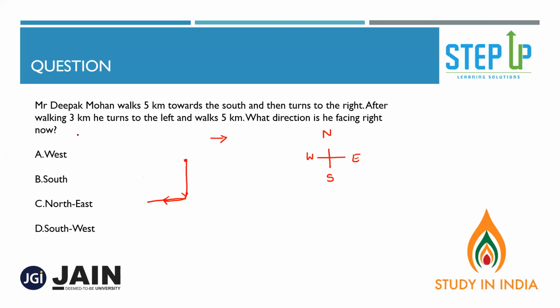Okay. Walking 3 kilometers, you took a left turn. So your left will be this side. And you walk the 5 kilometers again. What direction is he facing right now? How come it is southwest?